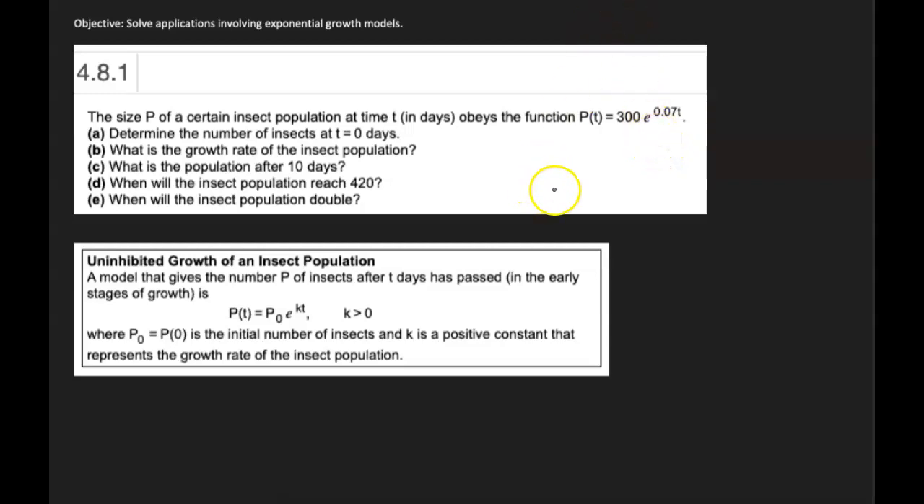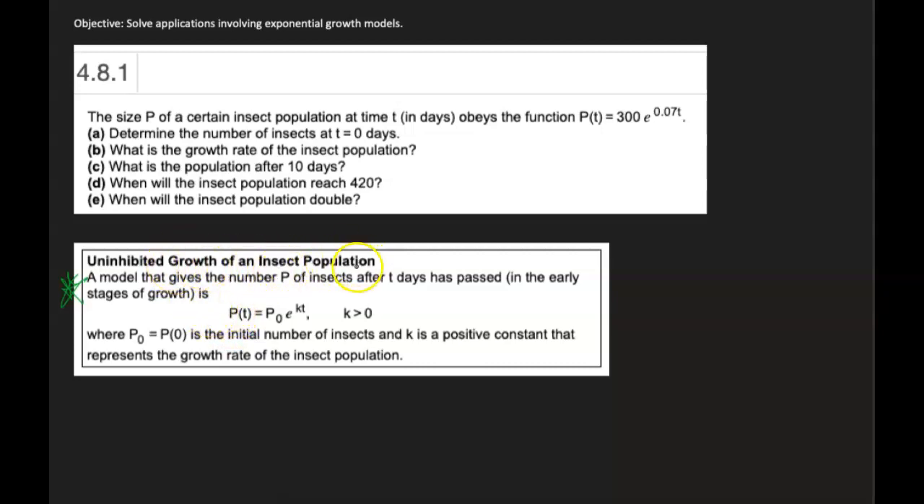Here we will solve an application involving an exponential growth model. I've got the question, and of course, as always, pause if you need to read through the details. I also included some information from our text. And this particular formula gives us a model for uninhibited growth.